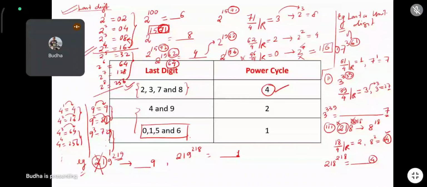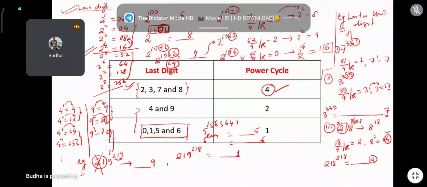Numbers. If your numbers have the base as 0, 1, 5 and 6, they don't have any cycle. That is, every time it repeats the same. 5 to the power, कुछ भी लिख दो, let's say 1, 5, 6, 3, 4, 1, your answer will always be ending with 5. It doesn't change at all. If I say 6 to the power, let's say 6 to the power anything, it will again be ending with 6. So you put up any number, 6 ka power check kar lo, it will always end with 6.